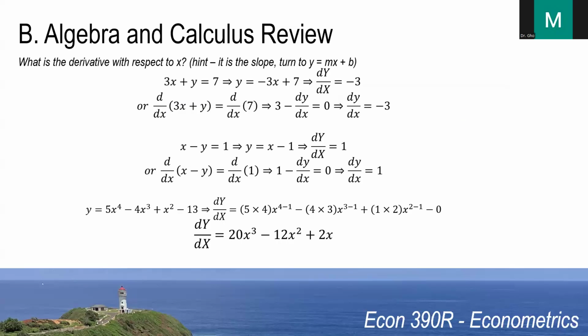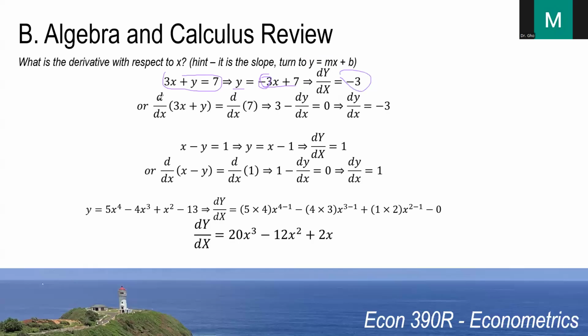If you've never done a derivative before, there's a couple approaches. One is you turn it into the y equals mx plus b formula, and that can be pretty easy. So we have this formula 3x plus y equals 7. So we turn it into y equals mx plus b. Then you take your m value. You take the derivative of y with respect to x. This is -3, and you have the solution.